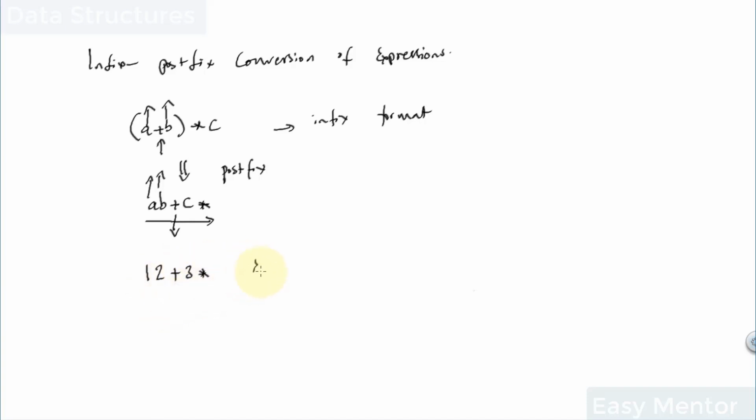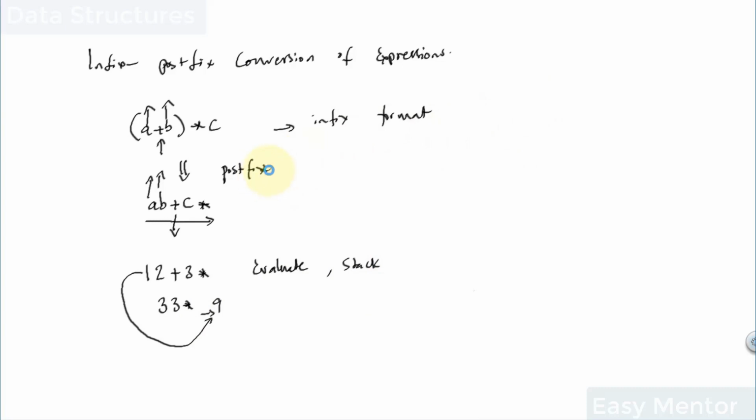To evaluate this postfix expression and to get to the result of the expression, we also use stacks. So the result of this expression is 1 plus 2 is 3, and then 3 star, which is 9. So this conversion of this postfix expression to the value of the postfix expression is also done using stacks. So these are the high-level applications of stack in computer science.